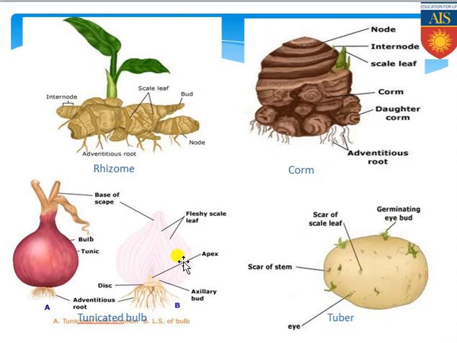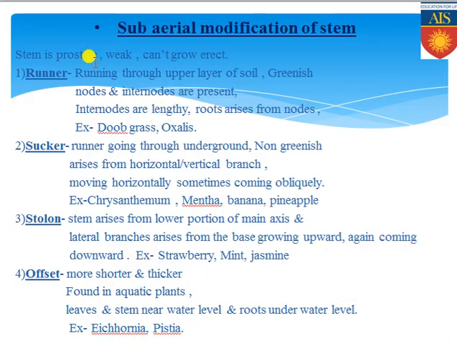So overall these are the various types of underground stem which have been modified due to food storage. Now we are coming to the next type of stem, the subaerial type of stem, which also gets modified due to the storage of cell sap or internal body fluid. So subaerial modifications of the stem include runner, sucker, stolon and offset. Let's see their structure and their function.